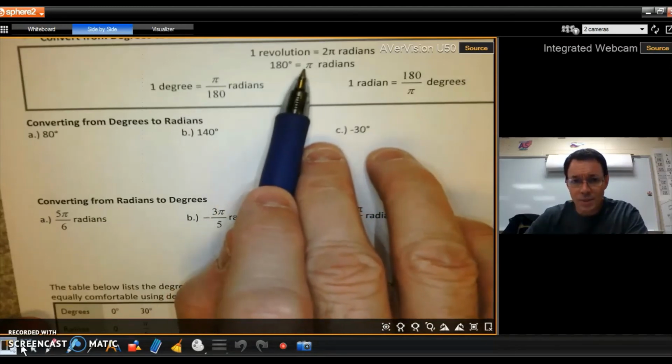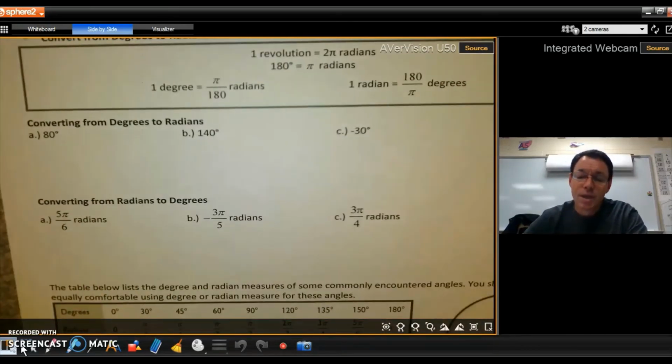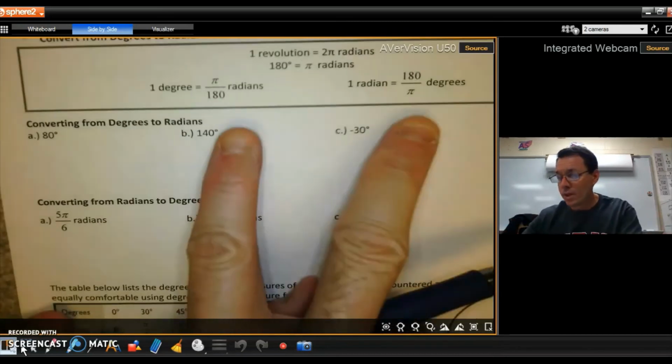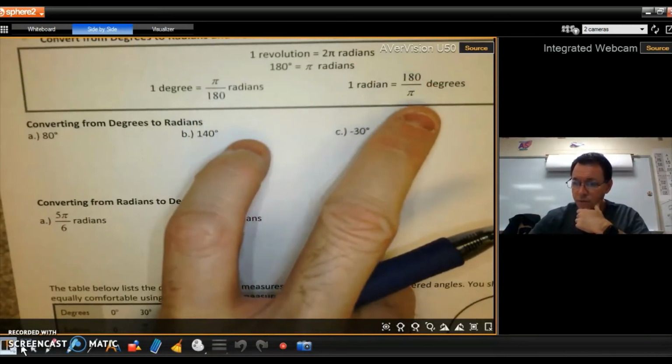1 pi, so we don't have a number out front, just 1 pi is equal to 180 degrees. And so that's the conversion unit we're going to use. That 1 pi is equal to 180, and 180 is equal to 1 pi. So what I have here are these two little fractions: pi over 180, and 180 over pi.